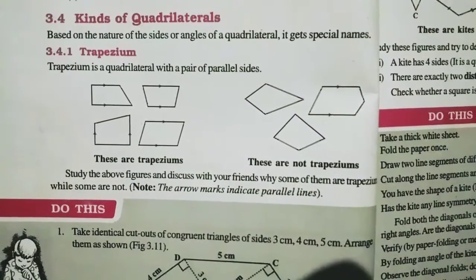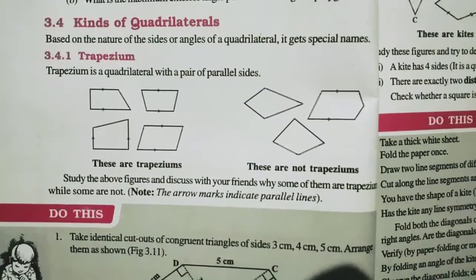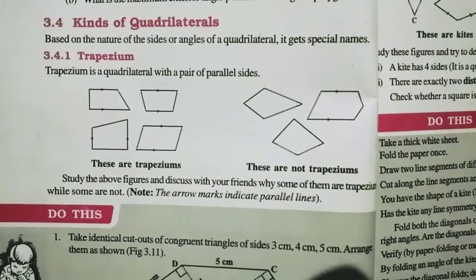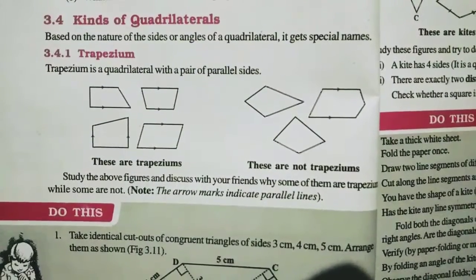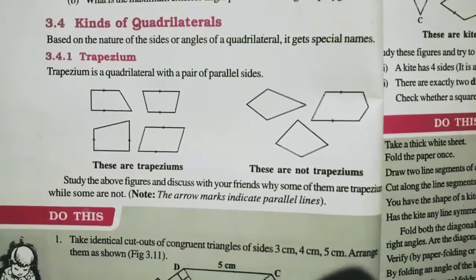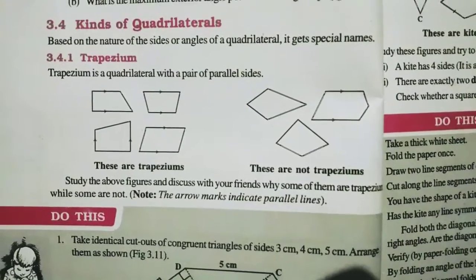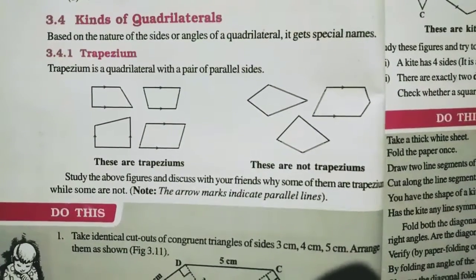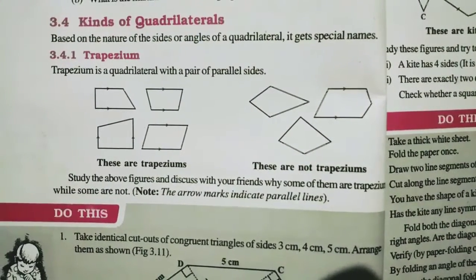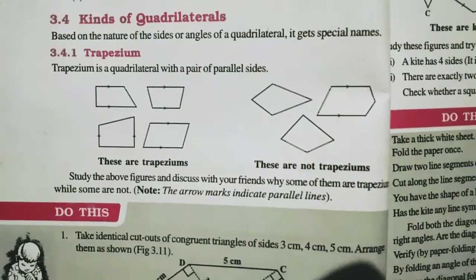Now the next topic we are going to see today is kinds of quadrilaterals. That means what are the different types of quadrilaterals you will see now. In your earlier classes you have already studied the different types of quadrilaterals. Quadrilateral means what? We have a figure which has four sides, so four sides and four angles.